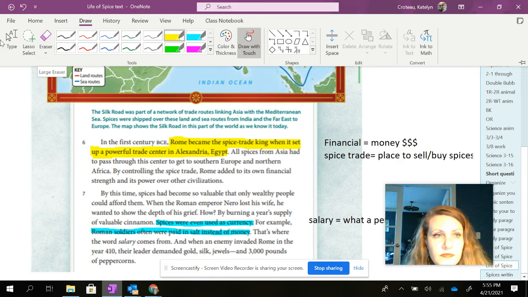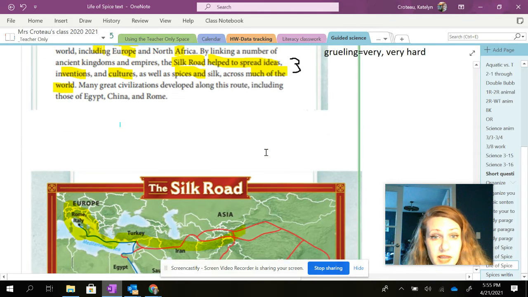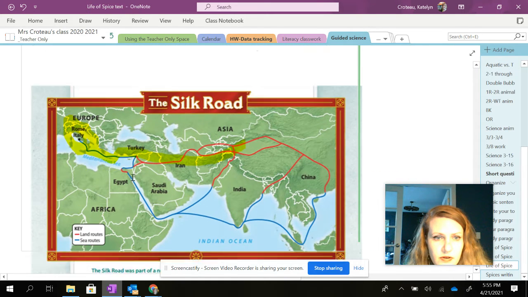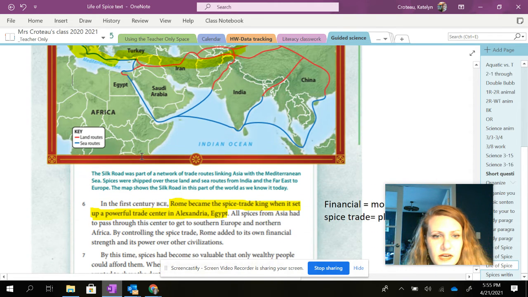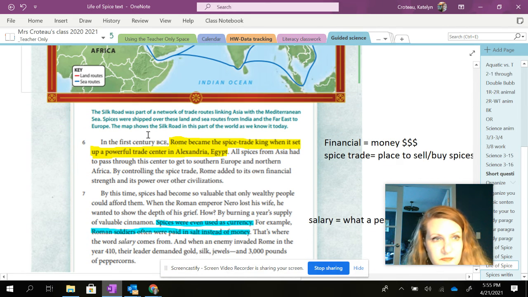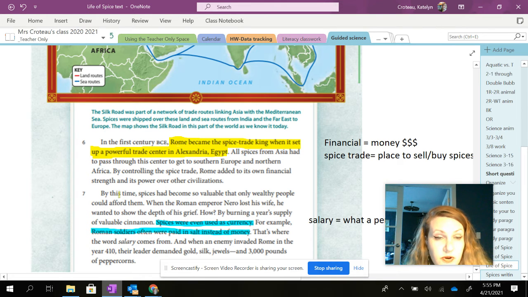What's interesting though is they're saying, oh my gosh, at this point, because Rome's so powerful, all the spices from Asia had to come through this center over in, wait, what am I talking about? In Egypt. Oh, okay. I missed the Egypt fact. See, sometimes you have to reread. Told you I'm tired, guys. I'm sorry. Whew.